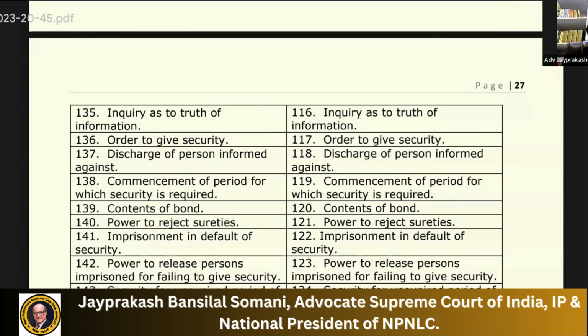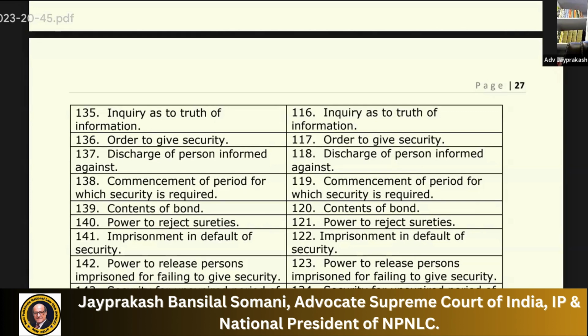In BNSS section 135, inquiry as to the truth of information. Its earlier section in CrPC 116. In BNSS section 136, order to give security. Its earlier section in CrPC section 117. In BNSS section 137, discharge of a person informed against. Its earlier section was in CrPC 118. BNSS section 138, commencement of a period for which security is required. Its earlier section was in CrPC section 119.